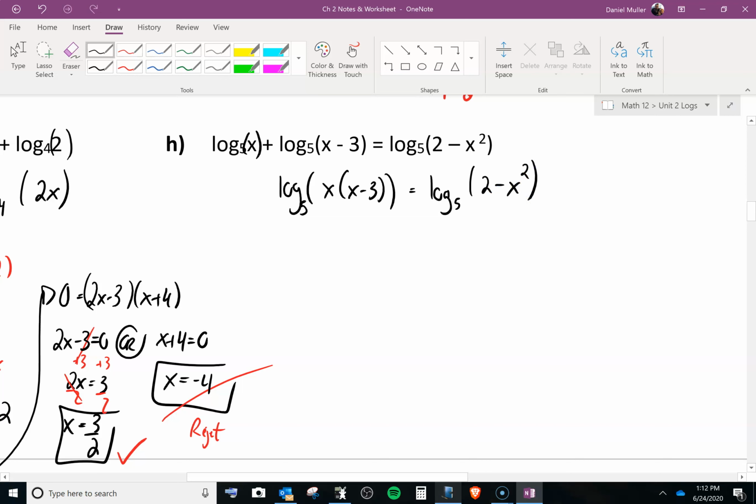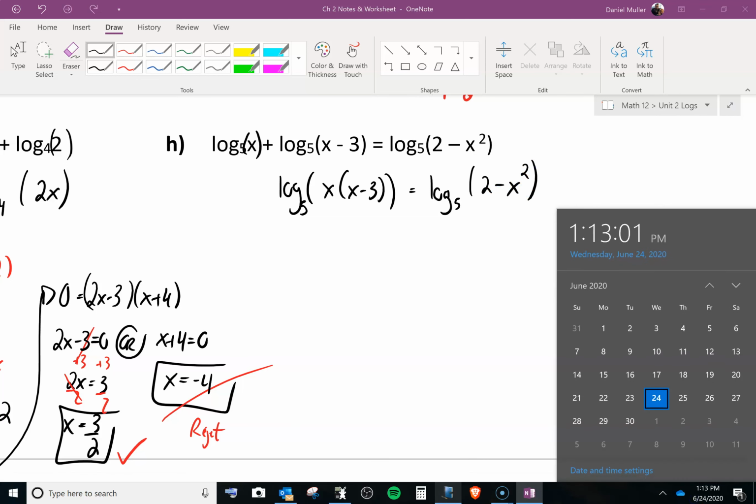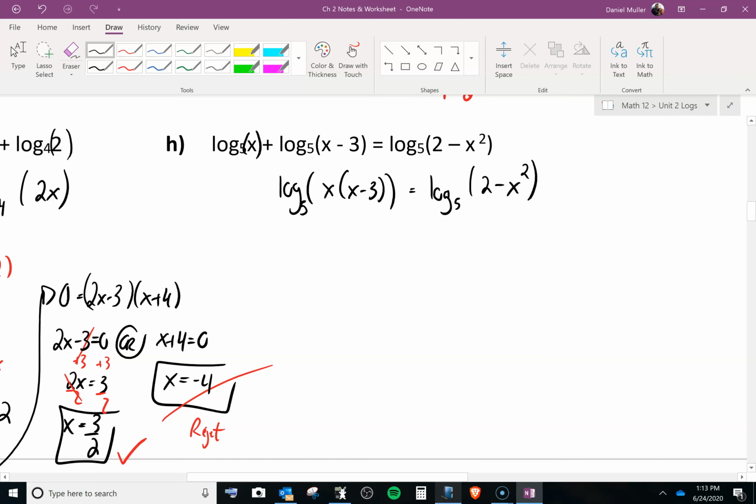Okay. So, I'll go 5 to the power of, and 5 to the power of. So this is going to be x squared minus 3x, and on this side, I'm just left with 2 minus x squared.